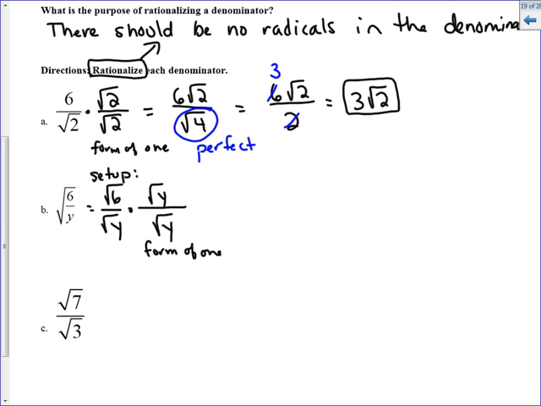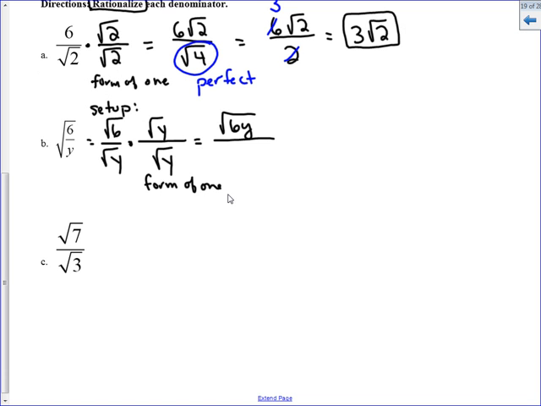So what's the square root of 6 times the square root of y? Say it again? Nope, just square root of 6y. Right. They're both square roots, so you just multiply them under a square root. And how about the square root of y times the square root of y? Not just y squared, though. Square root of y squared. And that's perfect. That should always end up being perfect. That's how we rationalize.